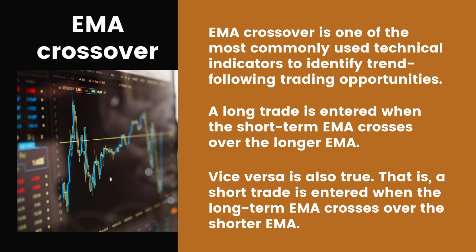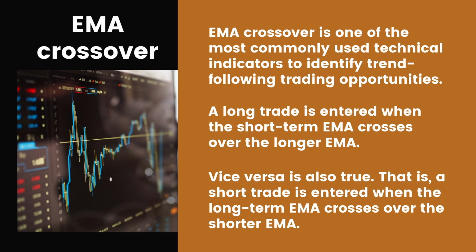Now to the EMA crossover system. Exponential moving average crossover is one of the most commonly used technical indicators to identify trend following trading opportunities. A long trade is entered when the short term exponential moving average crosses over the long term exponential moving average because it indicates a change in trend. The vice versa is also true, that is, a short trade is entered when the long term EMA crosses over the shorter EMA.